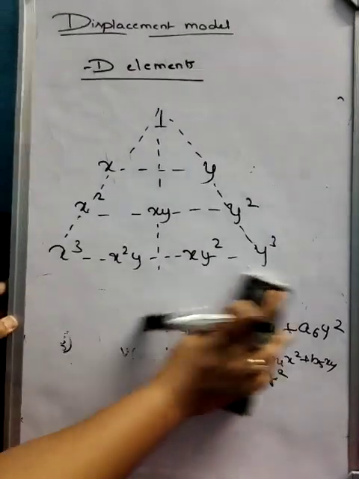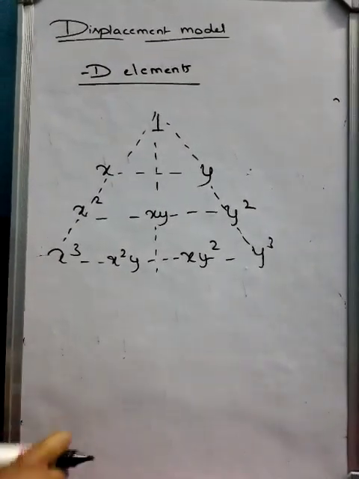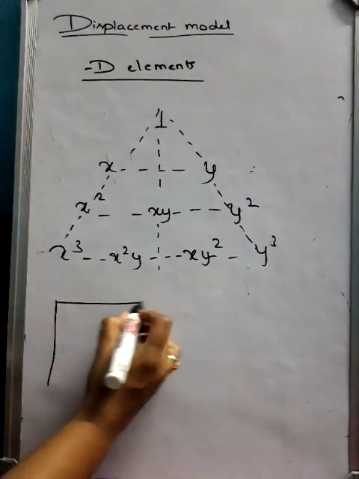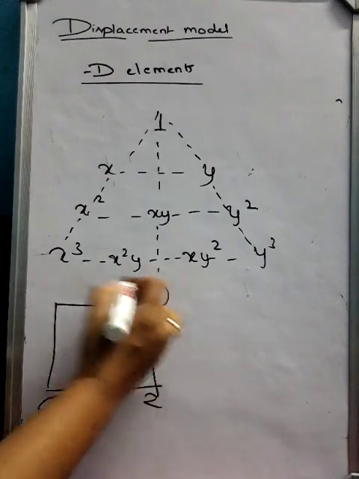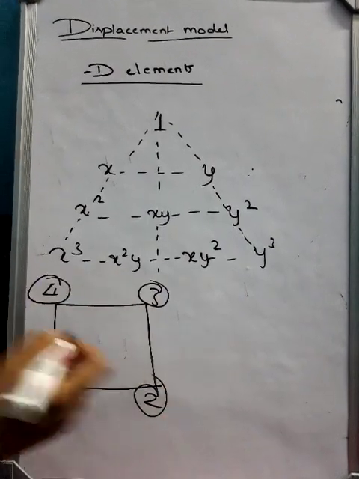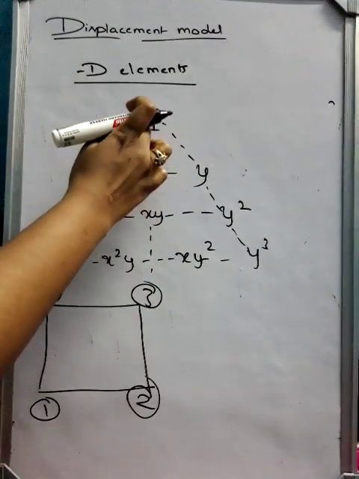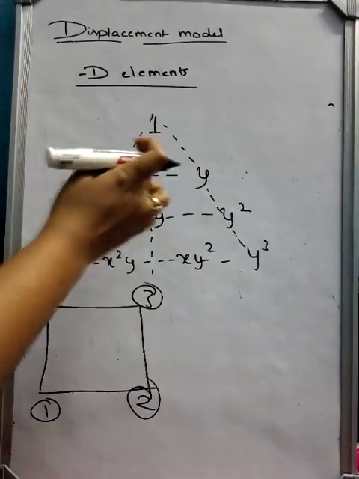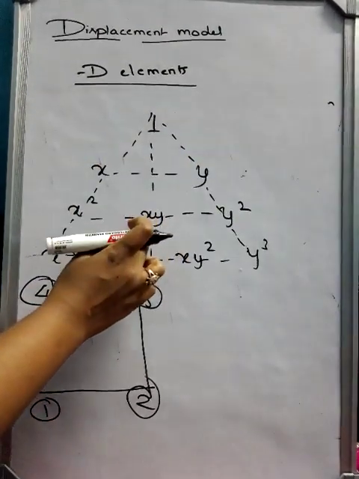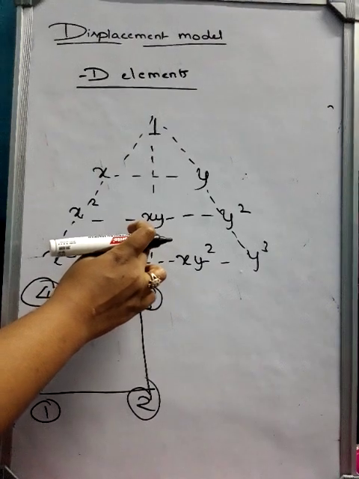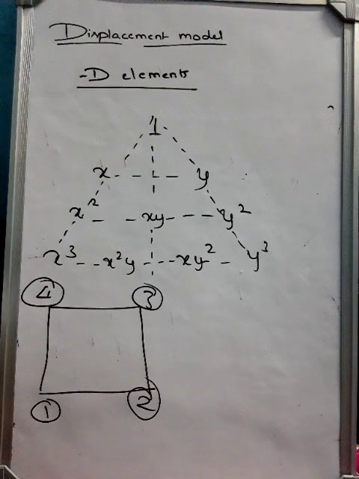Now assume you have a rectangle, a 4 noded rectangle. Now how you will write? See, 1, x, y, then xy should come. So this is how you are going to calculate the value.